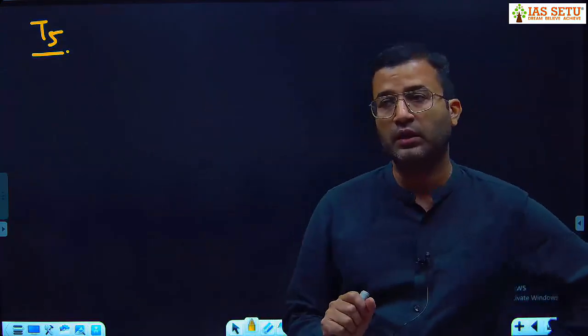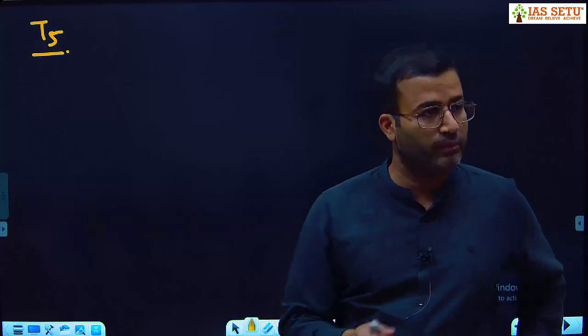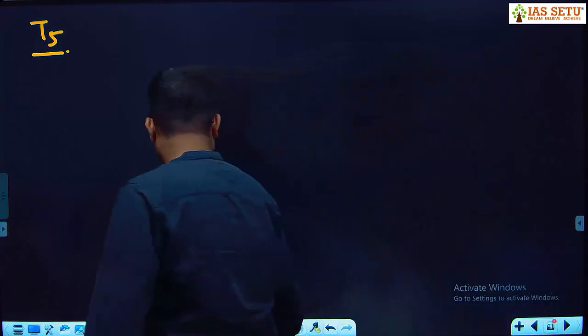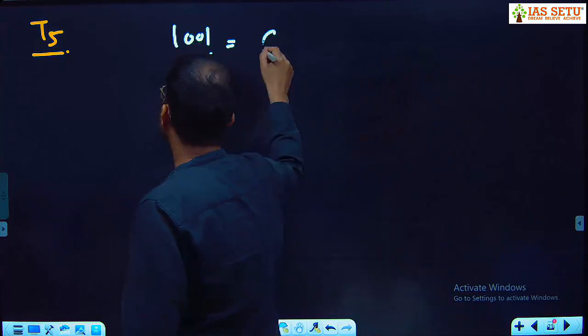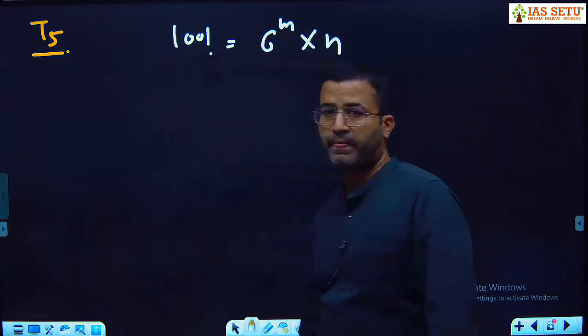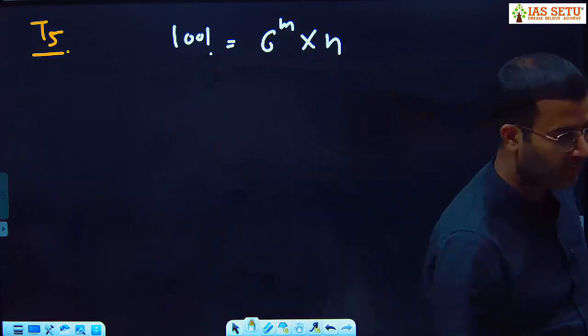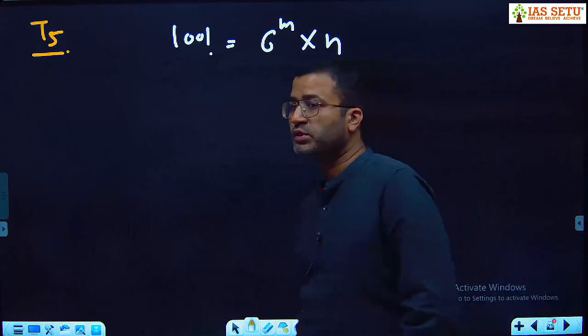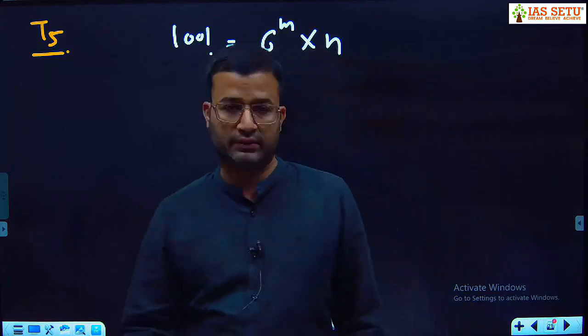Let me solve 2 questions for you. We will check composite numbers. For prime numbers, this shortcut is directly applicable and gives the direct answer. The question here is 100 factorial is equal to 6 to the power m into n. Write it down. What is the maximum value of m possible? Means how many 6's are there.